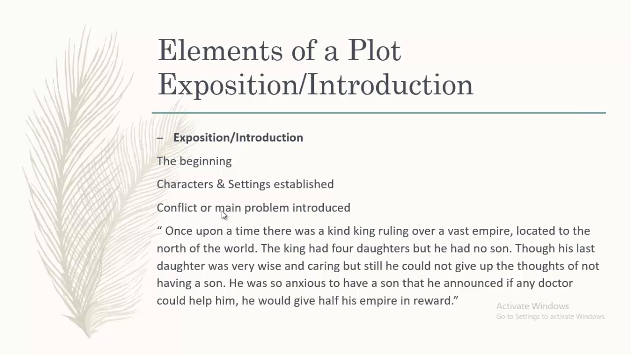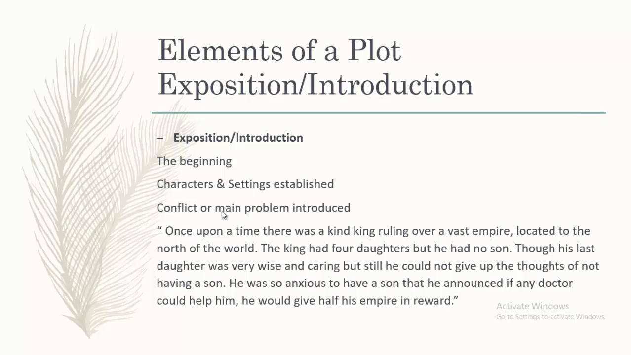So the story begins as: once upon a time there was a kind king ruling over a vast empire located to the north of the world. So this sentence sets up the setting of the story. That once upon a time means this story belongs to a very far past time, and it might have happened hundreds of years earlier.